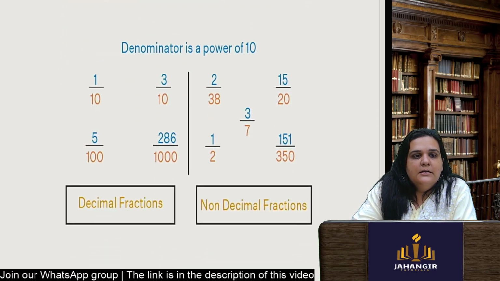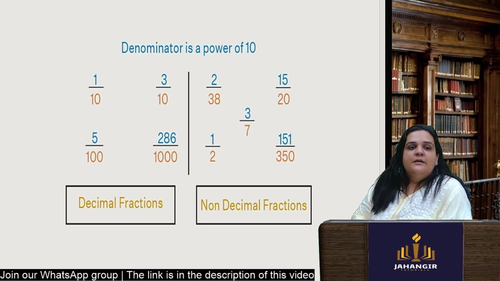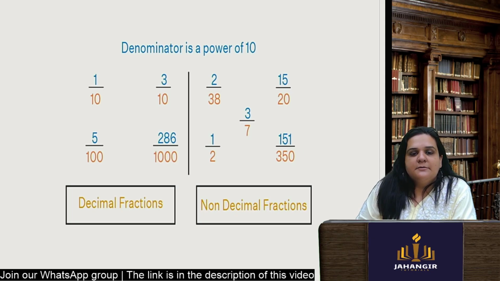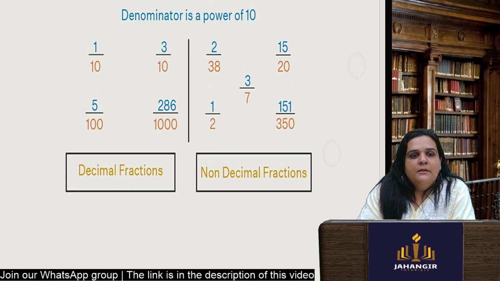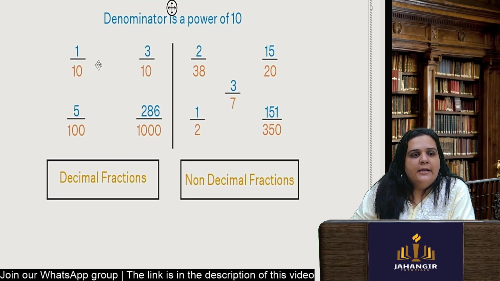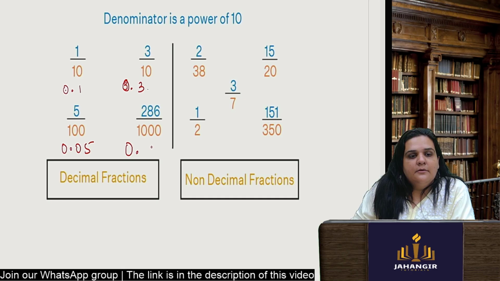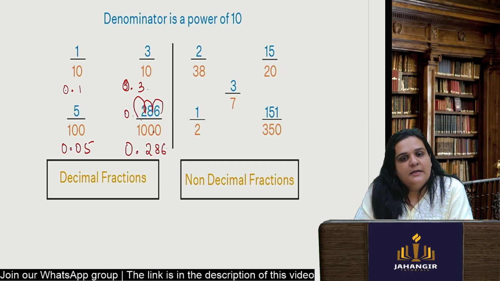Okay. So denominator, if it is a power of 10, the denominator is the power of 10. So decimal fractions and non-decimal fractions are there. If there is a power of 10, 1 upon 10, I can write this as 0.1, 3 upon 100 I can write as 0.03, this I can write as 0.05, and this as 0.286. If I want to convert it into decimal, I'll take 3 places behind, and if I want to convert it into fraction, 3 places ahead.